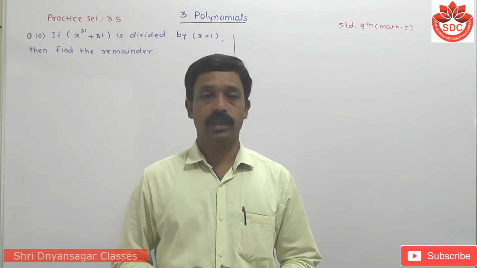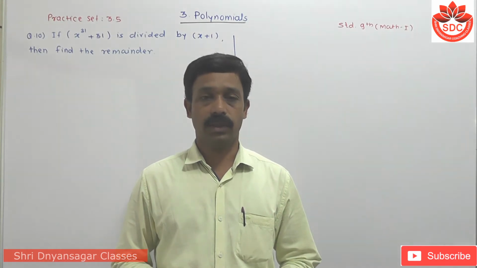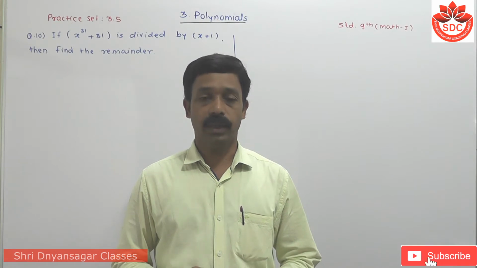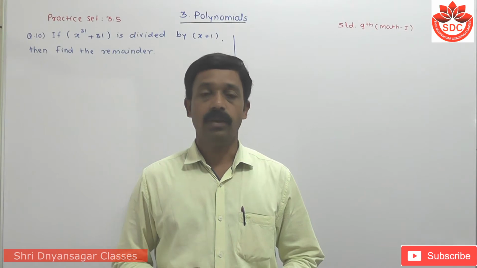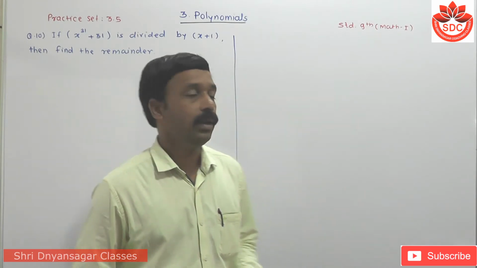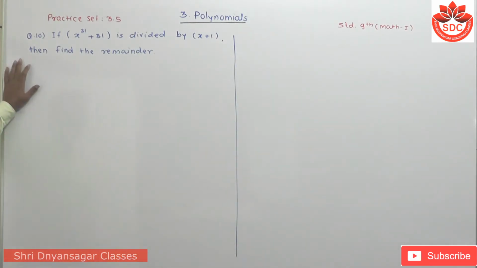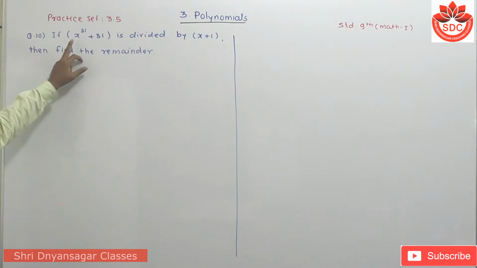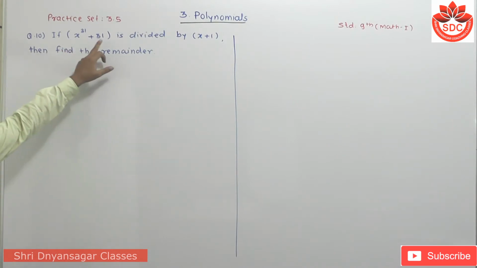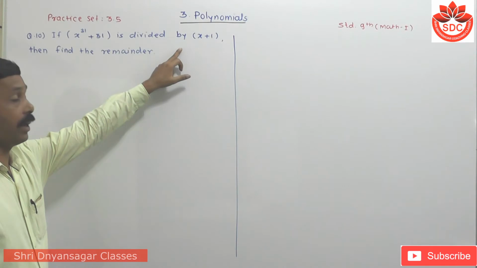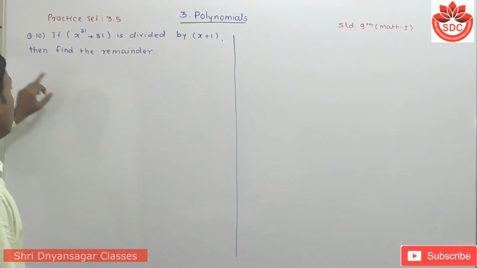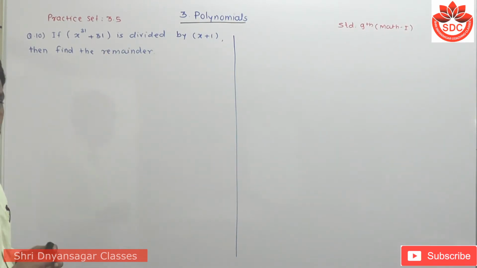Students, today we discuss the next questions of practice set 3.5 of the chapter Polynomials, 9th standard Mathematics, part 1. Now the next question, number 10, is: if x raised to 31 plus 31 is divided by x plus 1, then find the remainder. Here we use the remainder theorem.